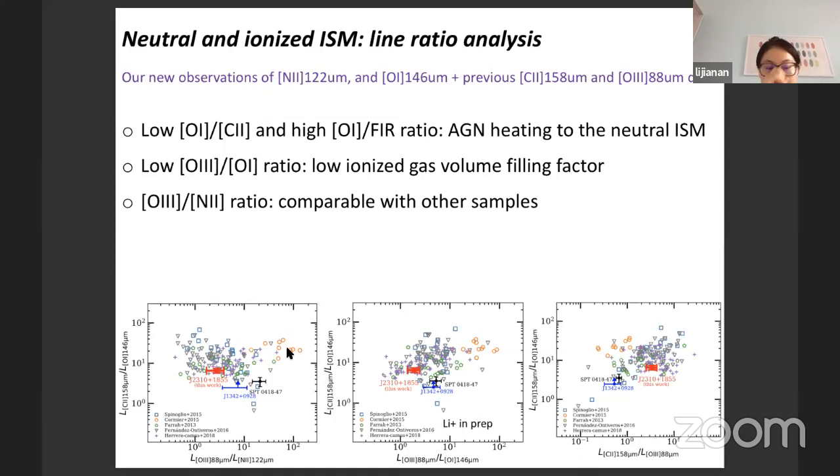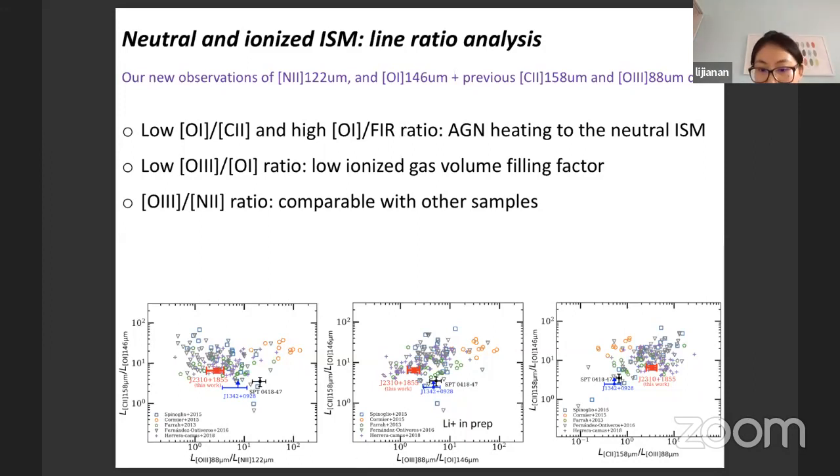And a low C2 to O1 ratio is an indicator of warm and dense gas. This, together with the very high oxygen-1 to far infrared ratio in this quasar, suggests that the warm and dense gas may be heated by the AGN.